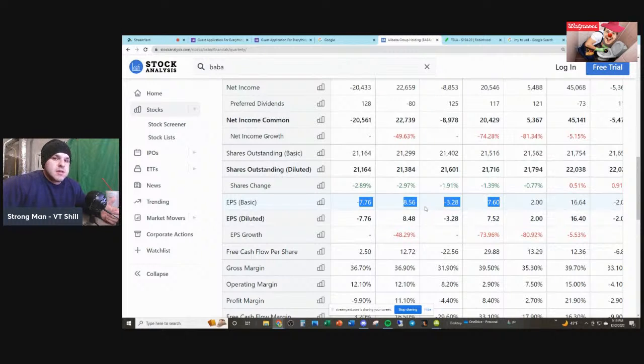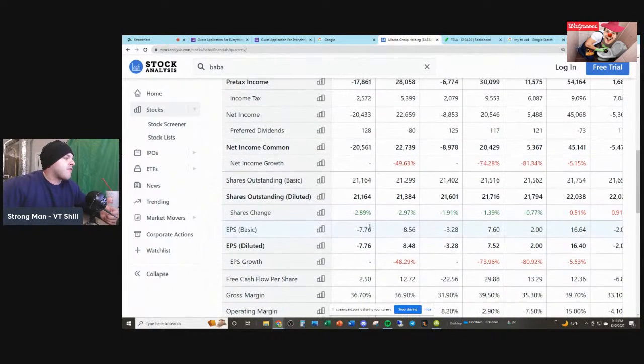Honestly, it's meaningless. It's absolutely meaningless because you could have, let's say Baba had like 3 killer quarters, right? But in that last quarter, they had a massive accounting write down. Let's say they had to impair something.